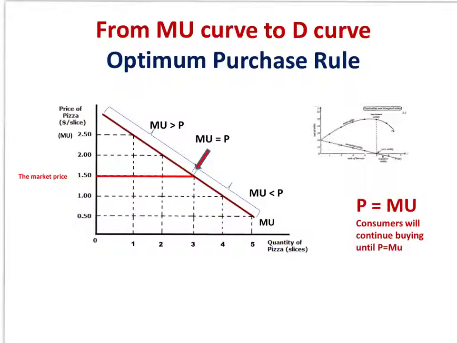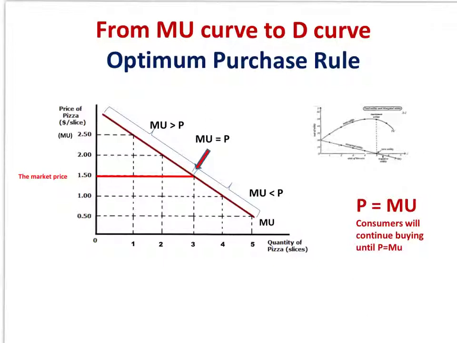What about the fourth one? Am I going to consume the fourth slice of pizza or not? If I buy the fourth slice and eat it, I will get only $1 satisfaction from it. But I have to pay more than that. I have to pay $1.5. So I'm not going to buy the fourth slice because price will be greater than additional satisfaction that I'm going to get.